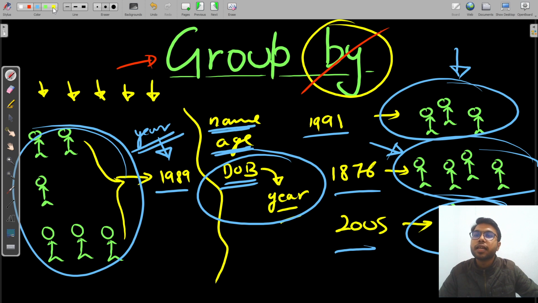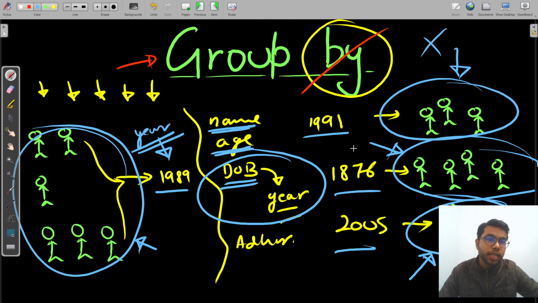Let's just say apart from name, age, date of birth, they had an Aadhaar number. So let's change the question a little bit. Can you tell me the name of this group? Can you tell me the Aadhaar number of this group? Can you tell me the date of birth of this group? Can you tell me the year of birth of this group? So the answer to the first three would be a big no.